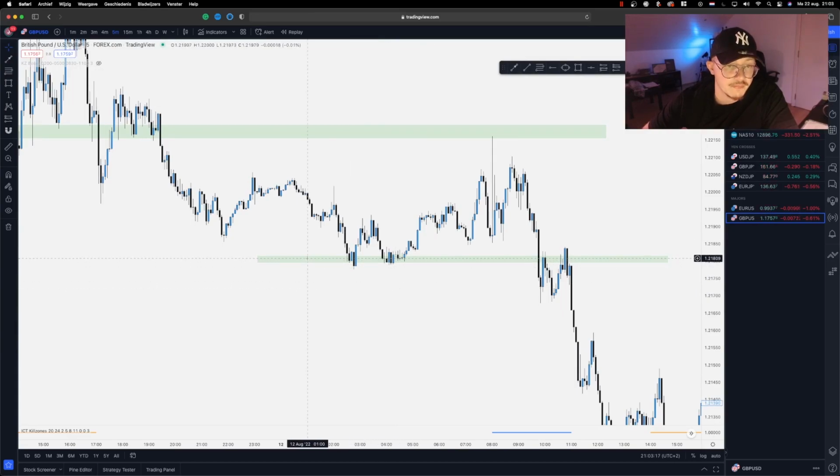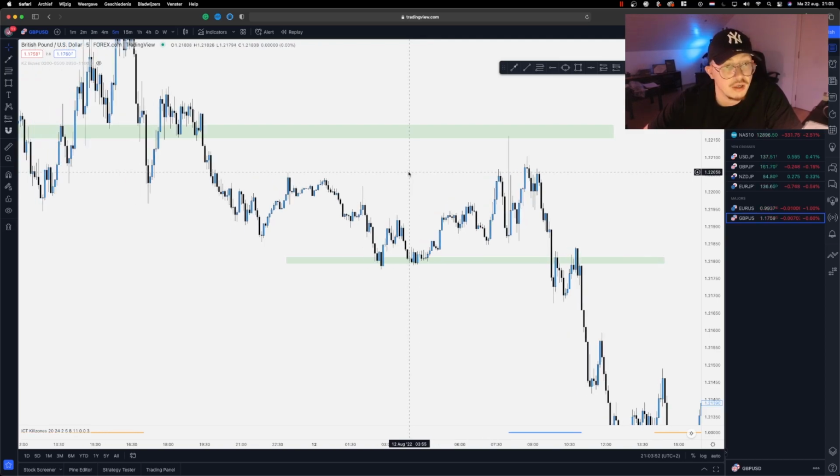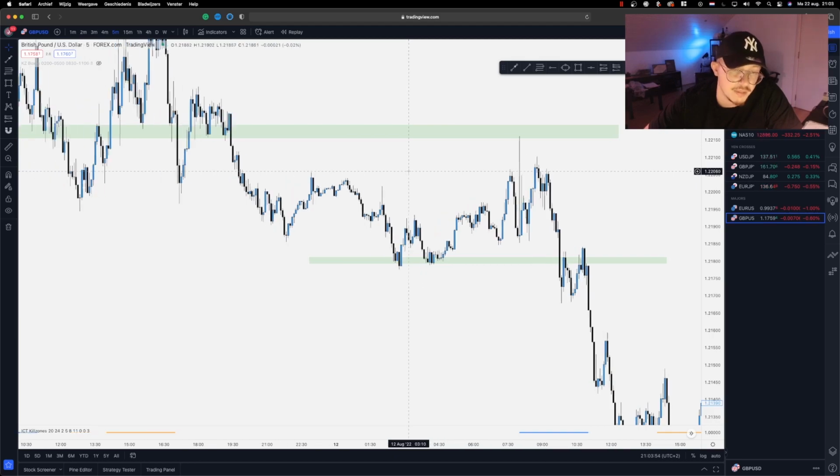If you ever hear someone talking about supply and demand, about liquidity zones, everything, this is just support and resistance, guys. So I'm calling it support and resistance because these are demand zones.